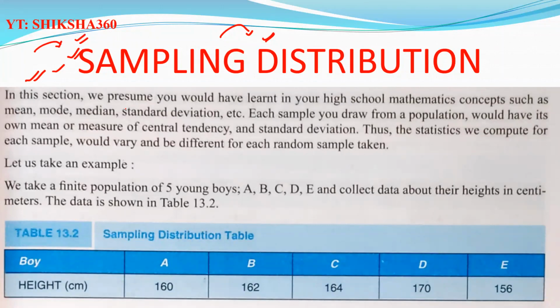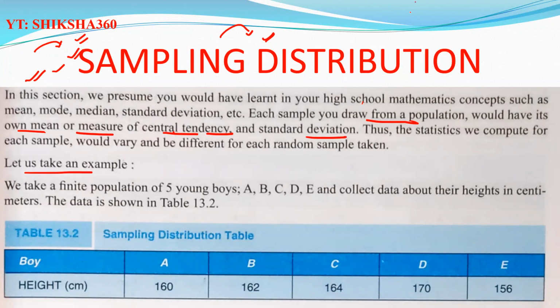Clear. In this section we presume that you have learned this. Let us take an example to understand this one. They are saying that each sample you draw from a population would have its own mean, or measure of central tendency, and standard deviation.